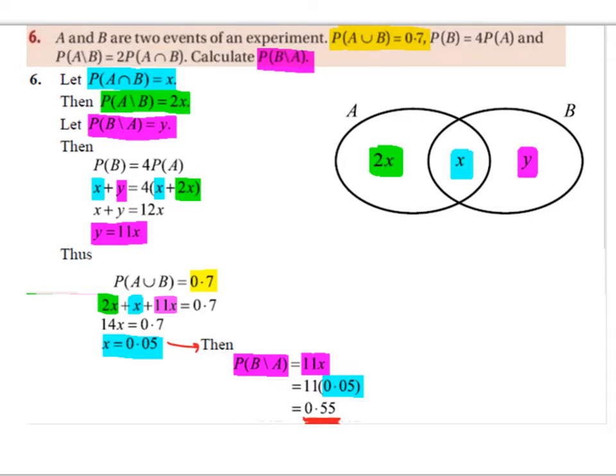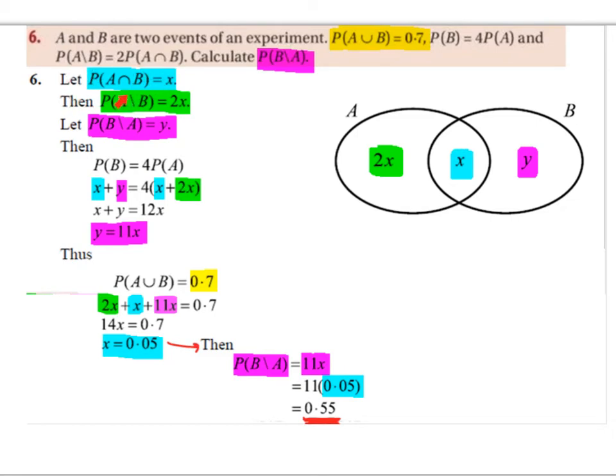So again, going to draw a Venn diagram. So this is set A, and it intersects with set B. So I'm going to let the intersection be X. You can go with whatever letters you want, but I've decided to let it be X. So let P, so probability of A intersection B be X.